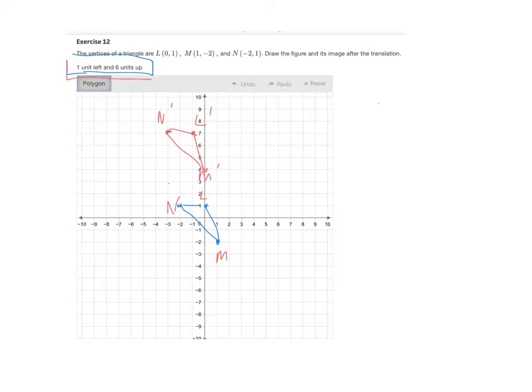Also, just as a review, 1 unit to the left means that you would minus 1 from your x, and 6 units up means you would add 6 to your y. Alright, let's go to the next one.